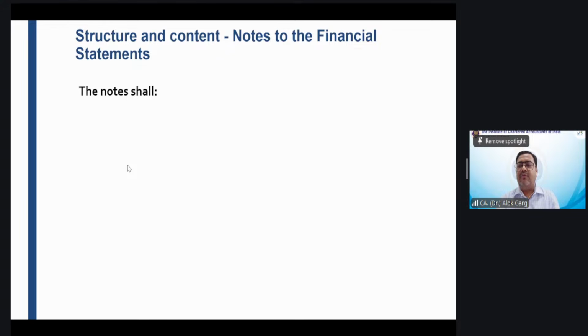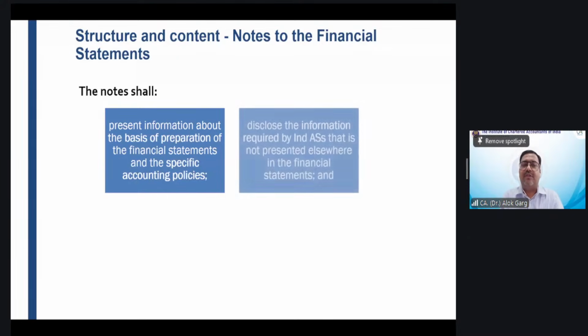Yes, now coming to the notes to accounts. Friends, this standard talks about the structure and content. It says the notes shall present information about the basis of preparation of the financial statement and the specific accounting policies. You have to give the basis of preparation and the material accounting policies, right? The notes shall give you what? The basis of preparation and the material accounting policies.